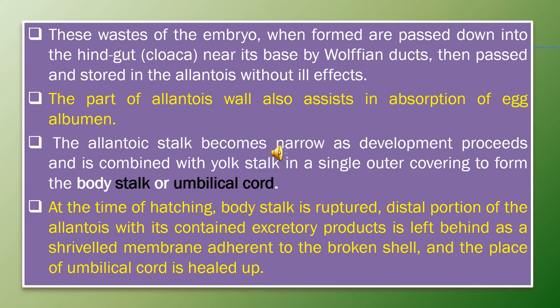At the time of hatching, the body stalk is ruptured. The distal portion of the allantois with its contained excretory product is left behind as a shriveled membrane adherent to the broken shell, and the place of the umbilical cord is filled up.